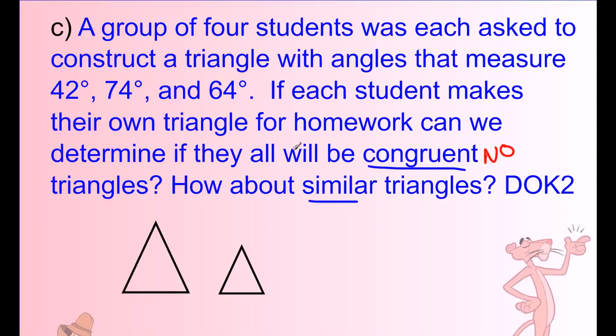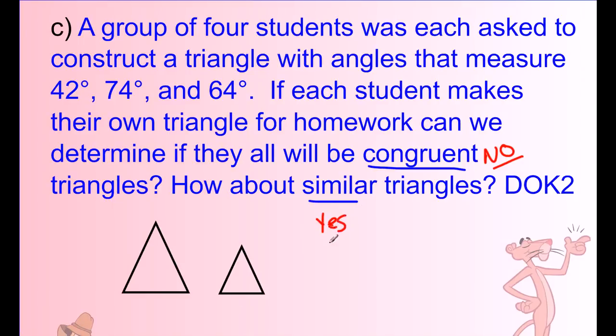For each, could we determine if they'll be congruent? The answer is no. They will not all be congruent, because one triangle might be bigger or smaller, even though they all have the same angle measures. But what about similar? Would they all be similar triangles? The answer there is yes.